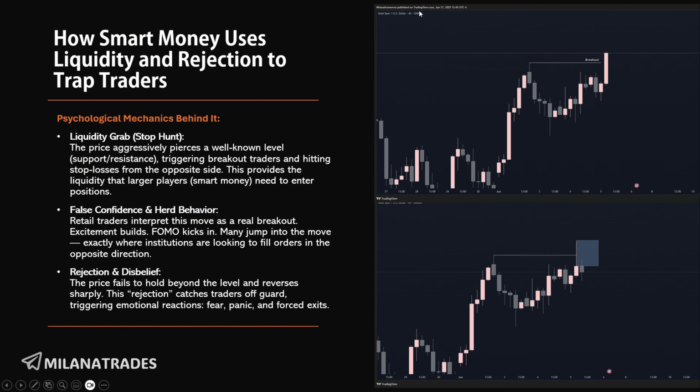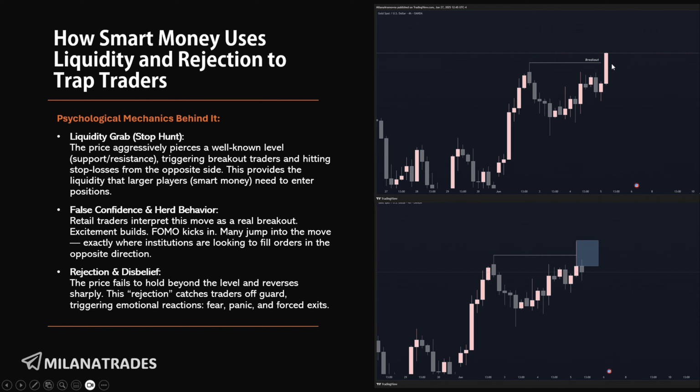Okay, now let's talk about psychology. To understand the rejection block, you have to understand how smart money traps retail traders using liquidity. This is the psychological mechanism behind it. First, price aggressively pierces a key level. This triggers breakout trades and hits stop losses. That spike creates the liquidity smart money needs to enter big positions.